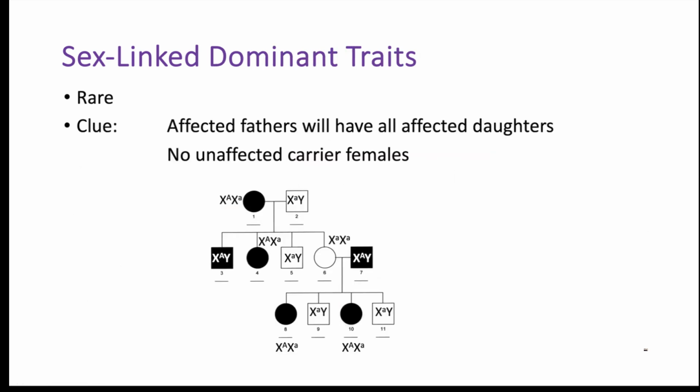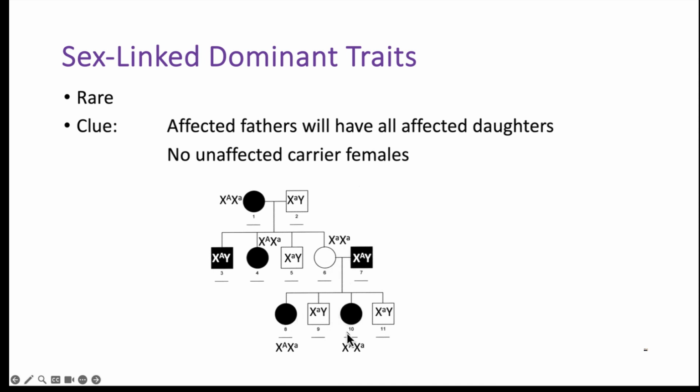Okay, so sex-linked dominant traits are quite rare. What we're going to see here is that affected fathers will have affected daughters. So let's see if we can see this. This is an affected father. See how we express it with the X and Y, and this is the dominant allele here. And we can see that the daughters are affected.